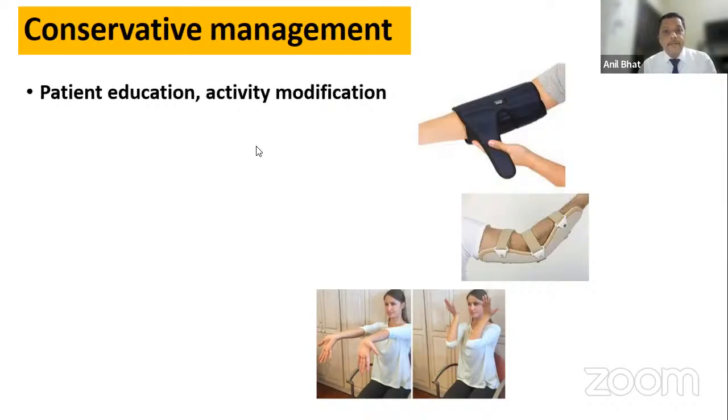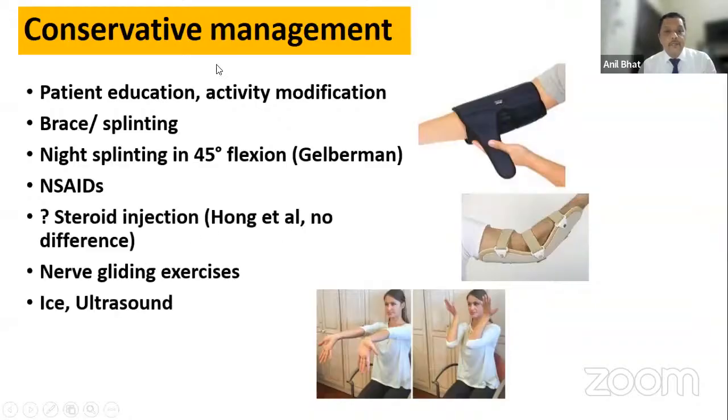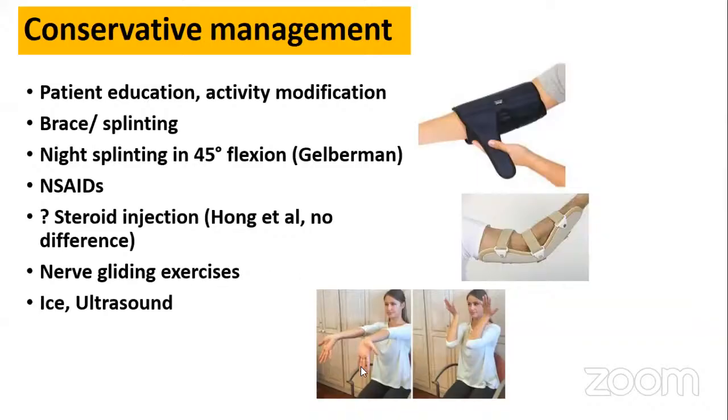This kind of brace, people use this, splinting at about 45 degrees. That's what is recommended. NSAIDs, of course, if there is a lot of a neuritis component. And steroid injection, sometimes nerve gliding exercises, so that all this fibrosis and adhesions can reduce. And of course, ultrasound, massage and things like that.